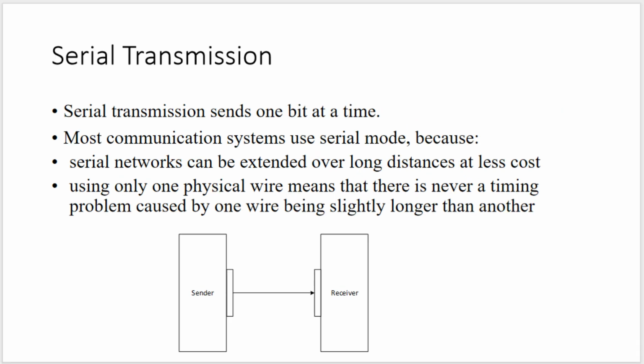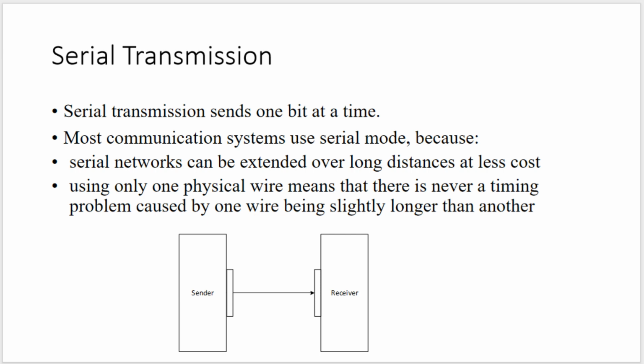So it's like a serial transmission. Serial transmission sends one bit at a time. Most communication systems use serial mode because a serial network can be extended over long distance at less cost. Using only one physical wire means that there is never a timing problem caused by one wire being slightly longer than the other.